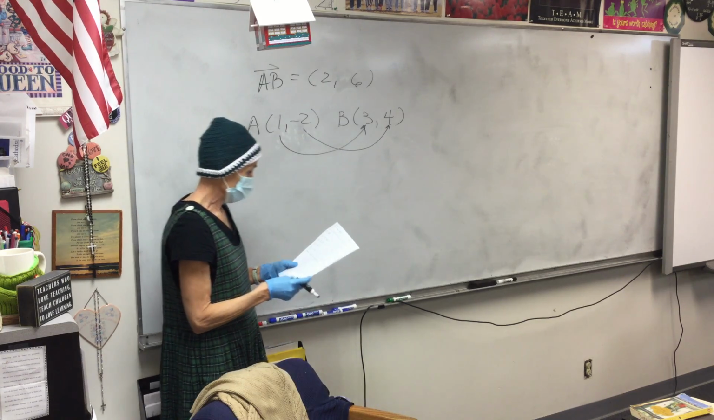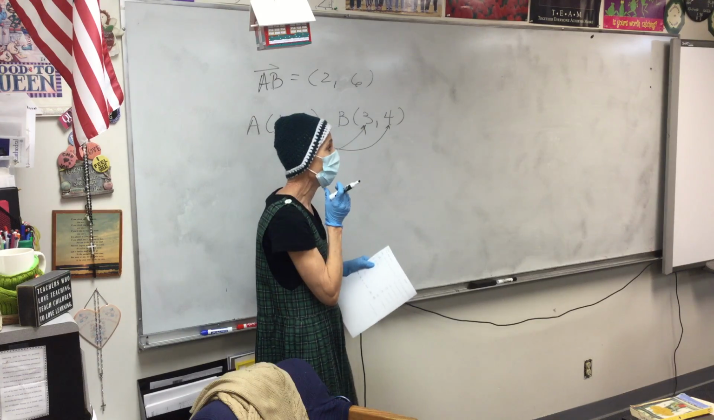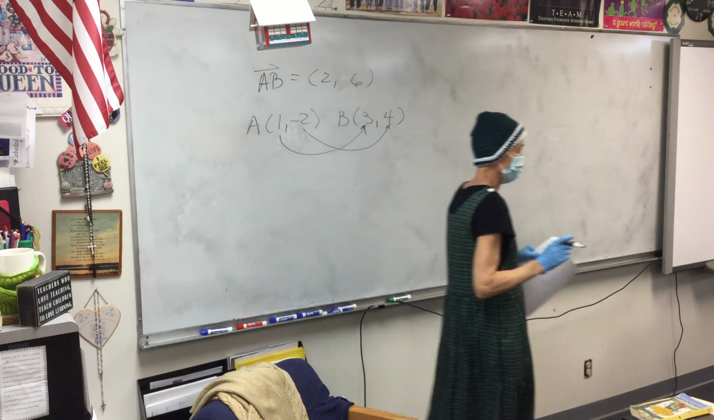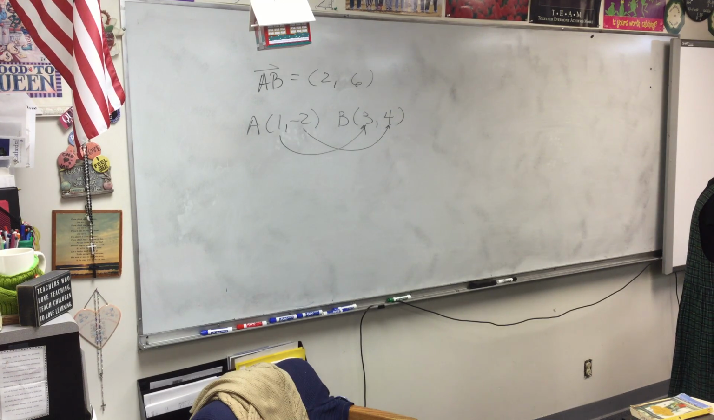All right, the next one. V plus 2u. By the way, what do we call it when we add two vectors together? We call it the resultant.